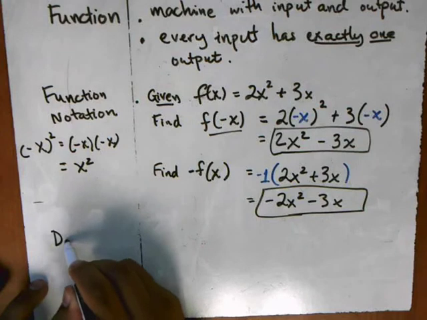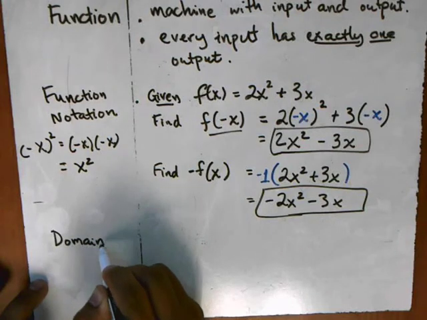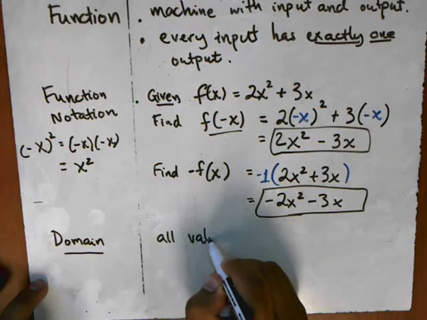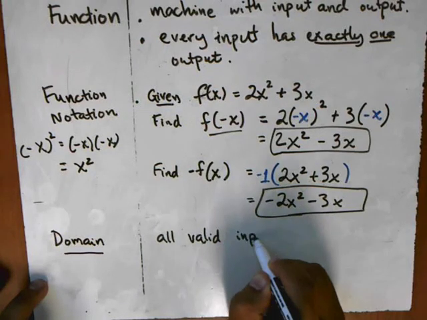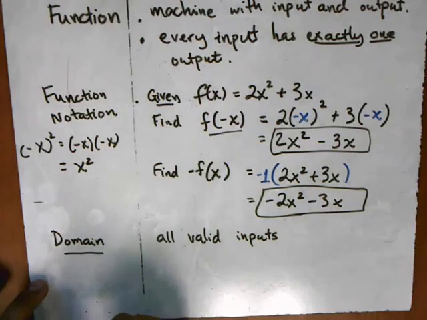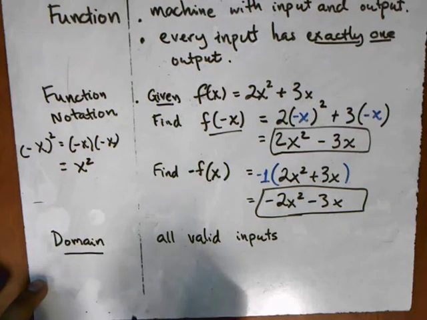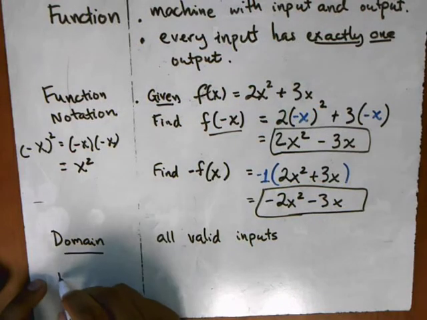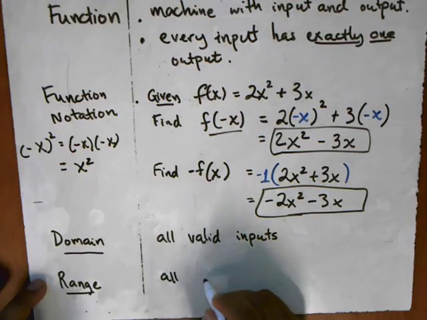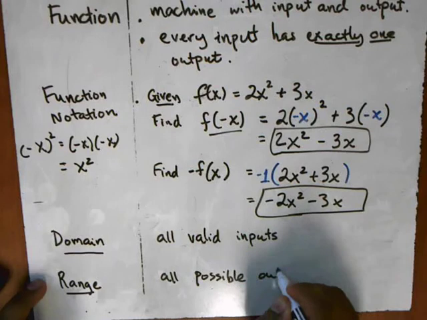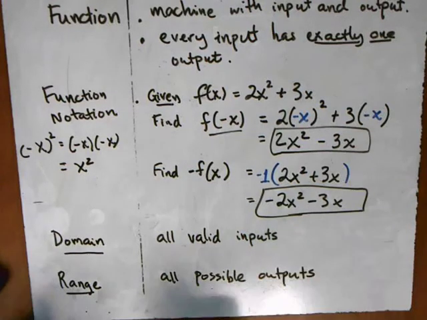Now, every function has a domain. The domain is the set of all valid inputs into a function. So if you can substitute it into a function and get one valid output, that's part of the domain. The range is the set of all possible outputs of a function.